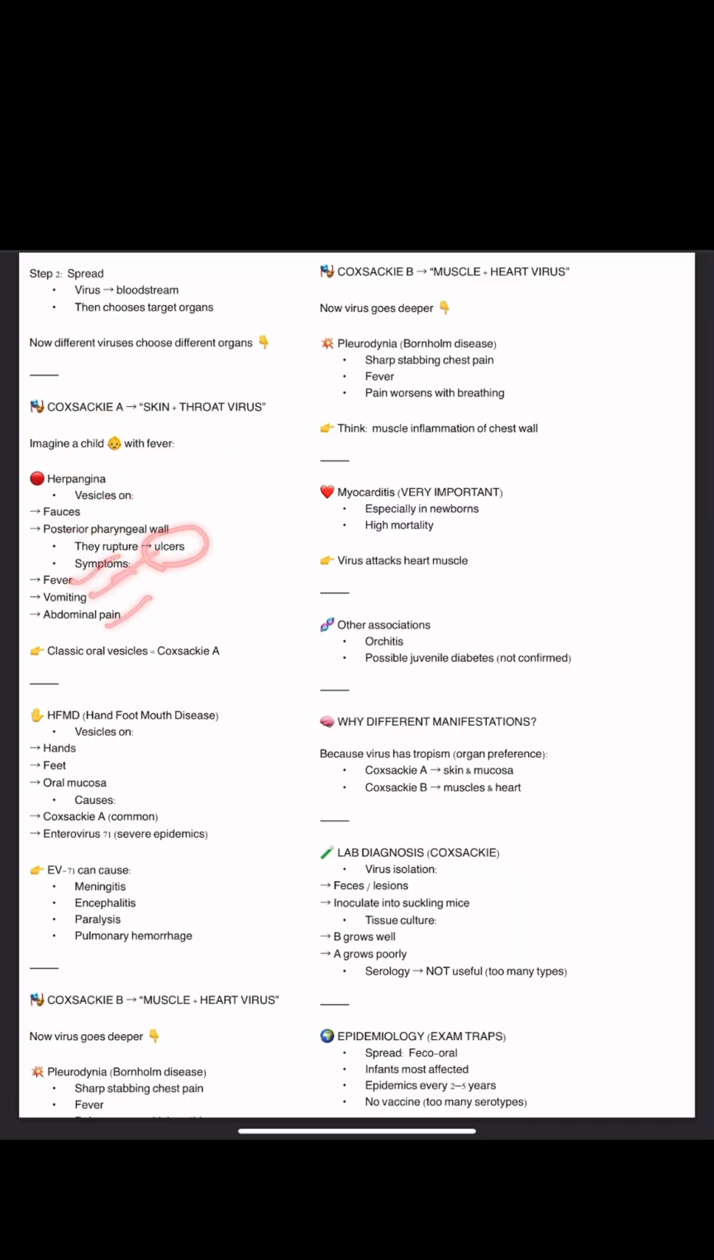Symptoms are fever, vomiting, abdominal pain. Classic oral vesicles are due to Coxsackie A. HFMD: vesicles on hands, feet, and oral mucosa, caused by enterovirus 71, which can cause meningitis.